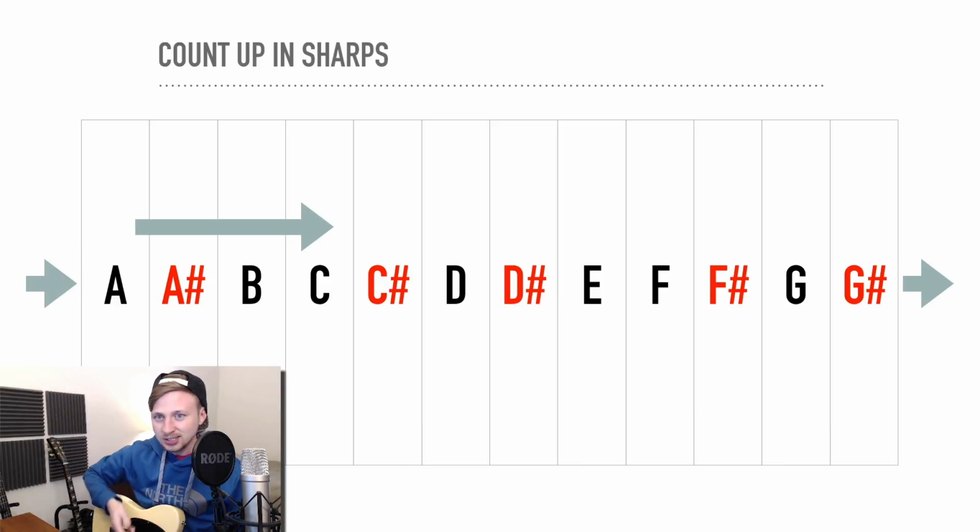So what you're going to do is find your A note, and you're just going to count out loud as you play the notes. A, A sharp, B, C, C sharp, D, and so on and so forth, okay?